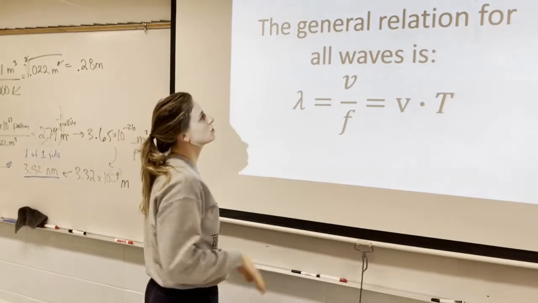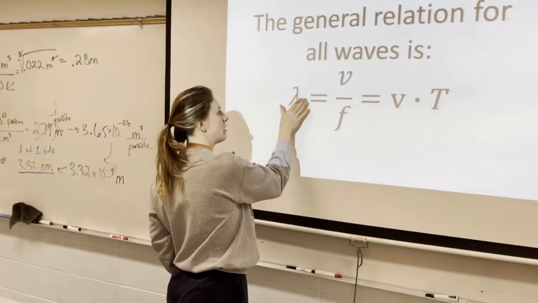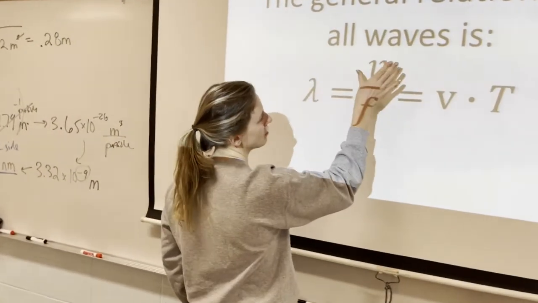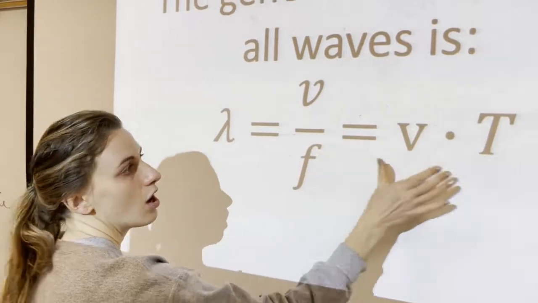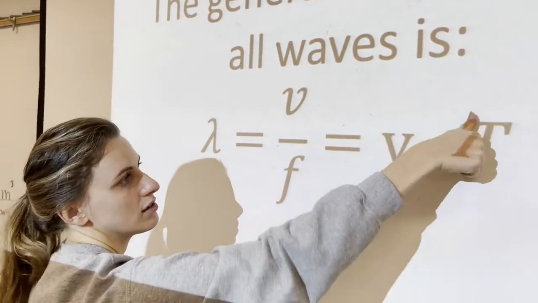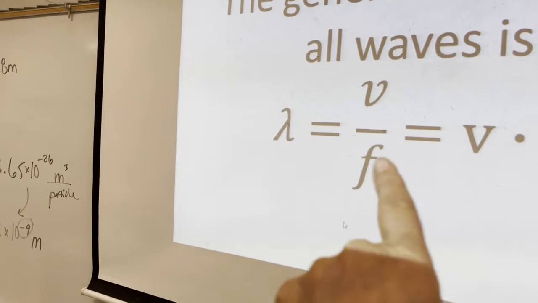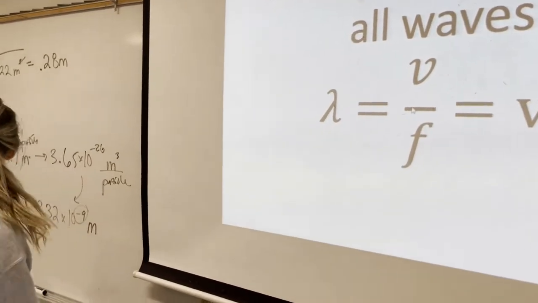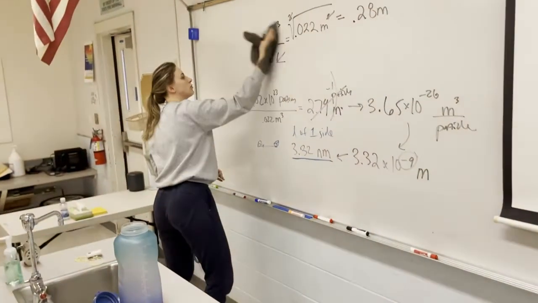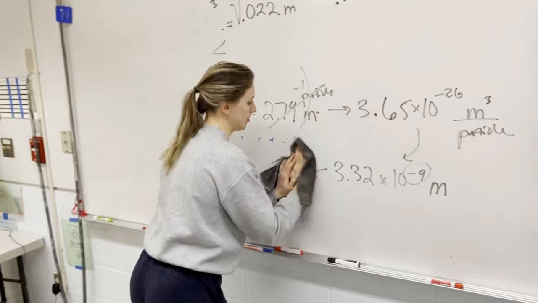The general relation for all waves is that the wavelength is the velocity over the frequency. Also, we know that frequency is the inverse of the period, so we can use this equation. Where does this equation come from? Let me show where that comes from. We should have talked about this in class, but just in case I didn't.